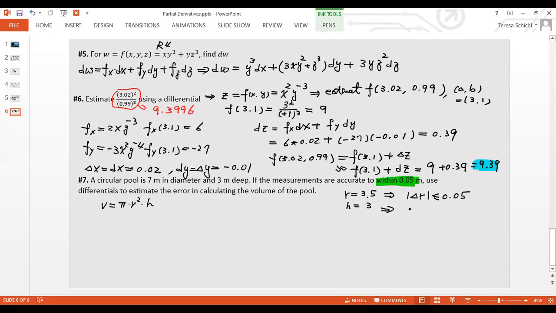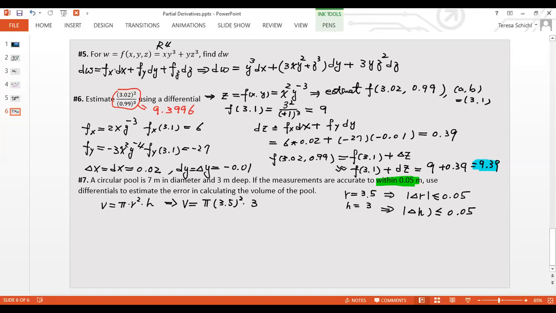In the same way, because I'm using the same measurement tool, my delta h will also be 0.05, because sometimes I'm going to read a little bit more, sometimes a little bit less. If I don't have the measurement error, my true volume should be pi r squared times h, with r being 3.5 squared, times 3.